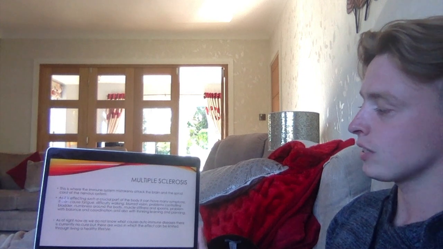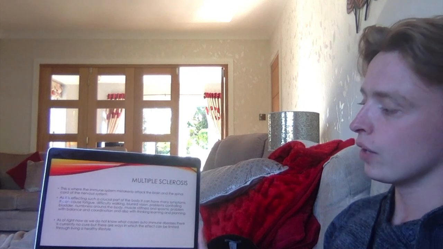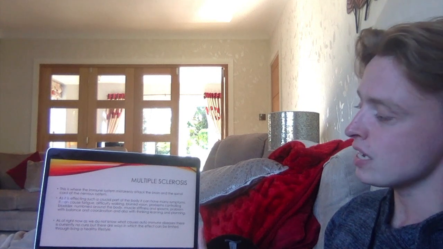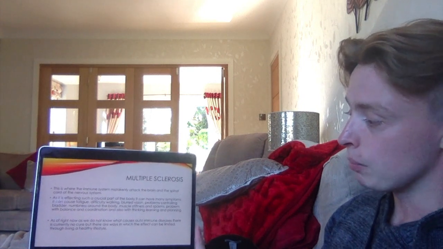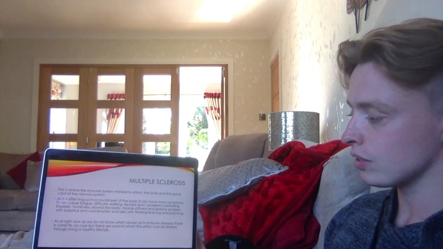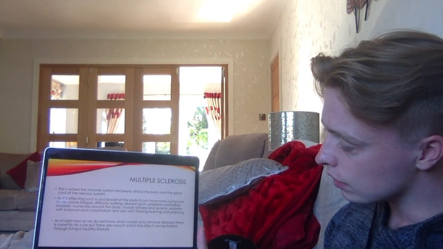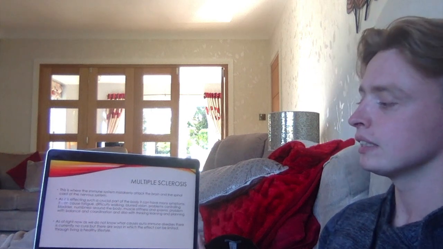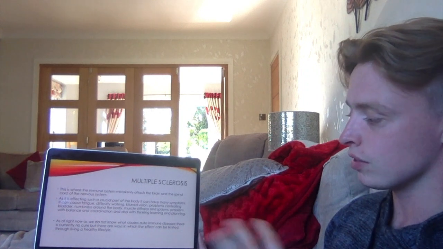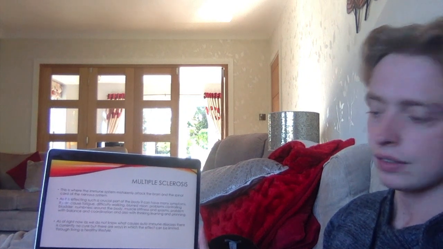Then secondly, we have MS, or multiple sclerosis. This is where the immune system mistakenly attacks the brain and the spinal cord of the nervous system. As it's affecting such a crucial part of the body, it can have many symptoms. It can cause fatigue, difficulty walking, blurred vision, problems controlling the bladder, numbness around the body, muscle stiffness, spasms, problems with balance and coordination, and also problems with thinking, learning, and planning. As of right now, as we don't know what causes the disease, there's currently no cure, but its effects can be limited through living a healthy lifestyle.